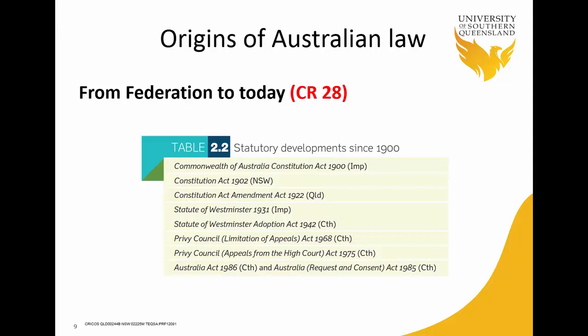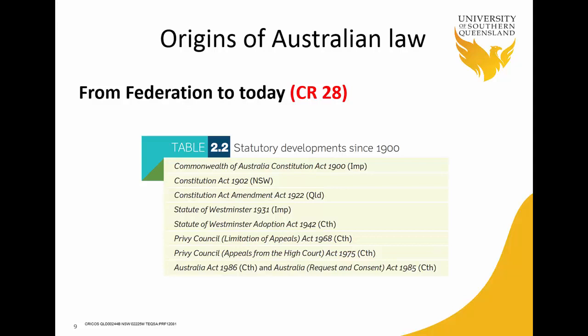Okay, so once this majority vote was secured, the British Parliament passed a constitution bill that was given the assent by Queen Victoria on the 9th of July 1900, and that was the Commonwealth of Australia Constitution Act. All of this still without Western Australia's agreement.